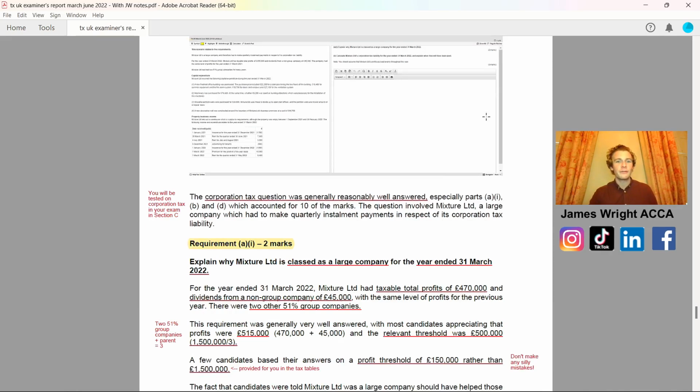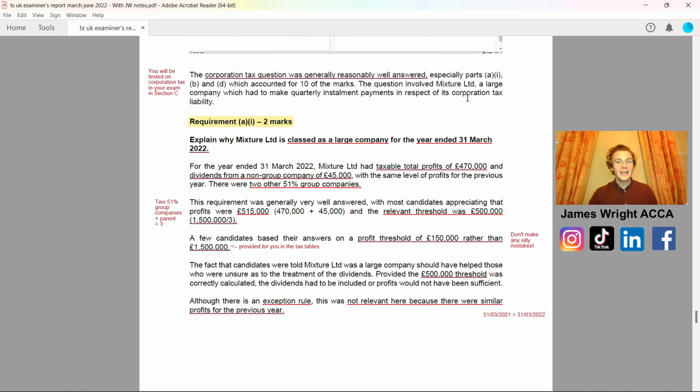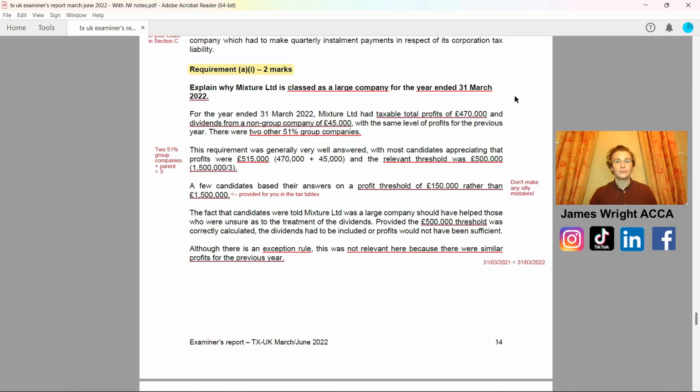This is the last one for Mixture Limited. And again, for section C of your exam, a key note for you to get down: you will be tested on corporation tax in section C. Corporation tax was generally reasonably well done, again, because people were expecting it to come up. They have to test it in your tax exam, if you didn't know that already.